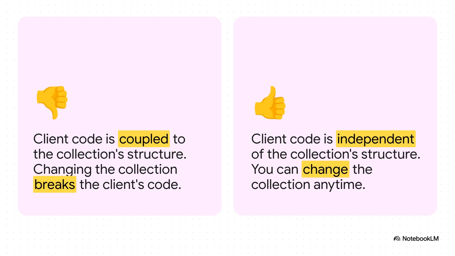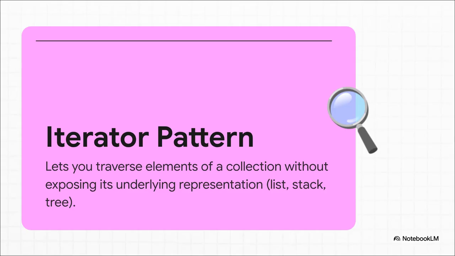And that gets to the absolute heart of the problem, something we call tight coupling. When your code that uses the data is completely dependent on how that data is stored, you're in a fragile spot. Let's say your team decides to swap out a simple list for a super efficient tree structure later on. Guess what happens? All that looping code you wrote, it just breaks. The goal is to build a world where that change doesn't cause a catastrophe. And this is where the iterator pattern comes in to save the day.